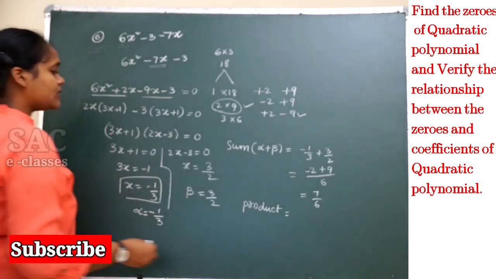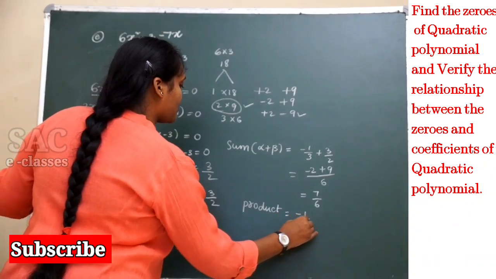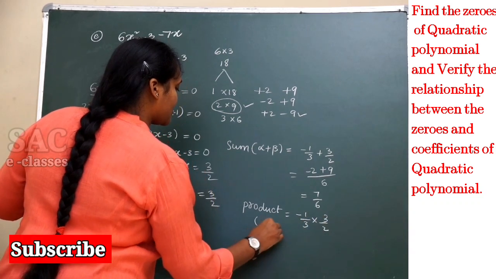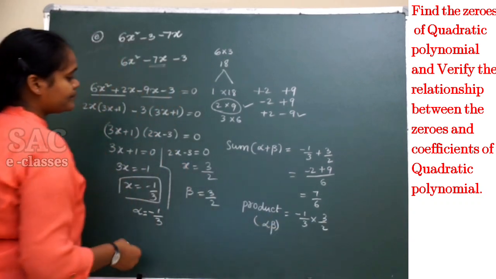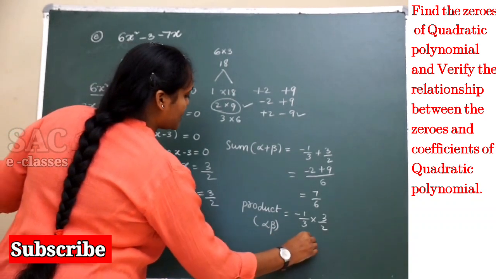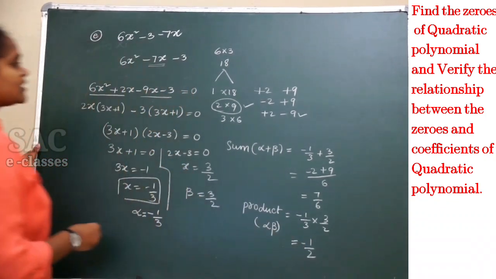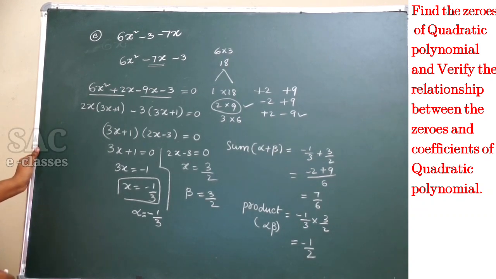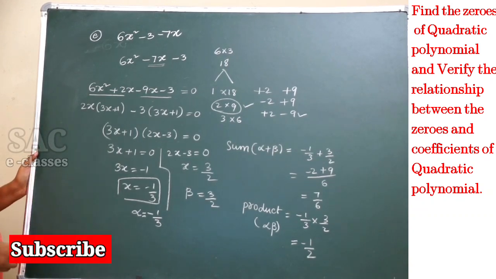Product is minus 1 by 3 into 3 by 2. Product is nothing but alpha into beta. By simplifying you will get minus 1 by 2. The same thing we will verify with the help of the relationship identities.